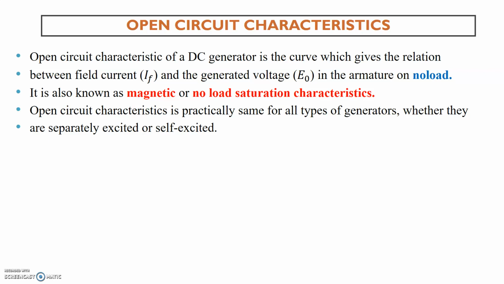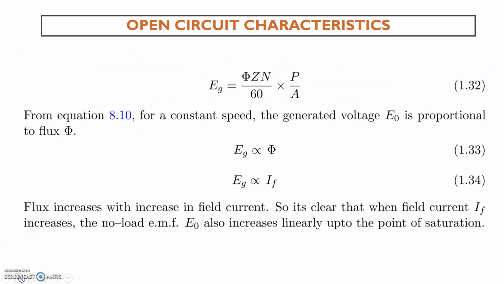So the open circuit characteristics of a DC generator is a curve which gives the relation between field current IF and the generator voltage E0 in the armature on no load. It is also known as the magnetic or no load saturation characteristics. The open circuit characteristics is practically the same for all types of generators, whether they are separately excited or self-excited.